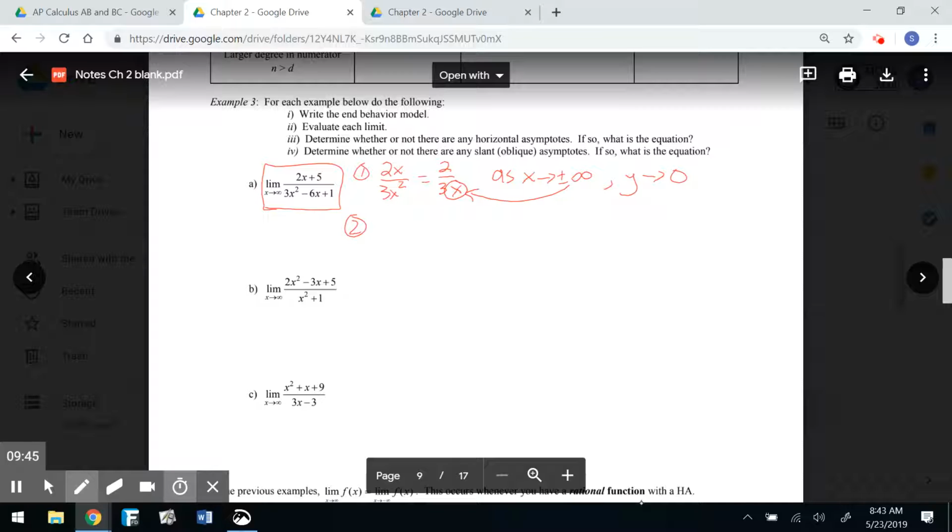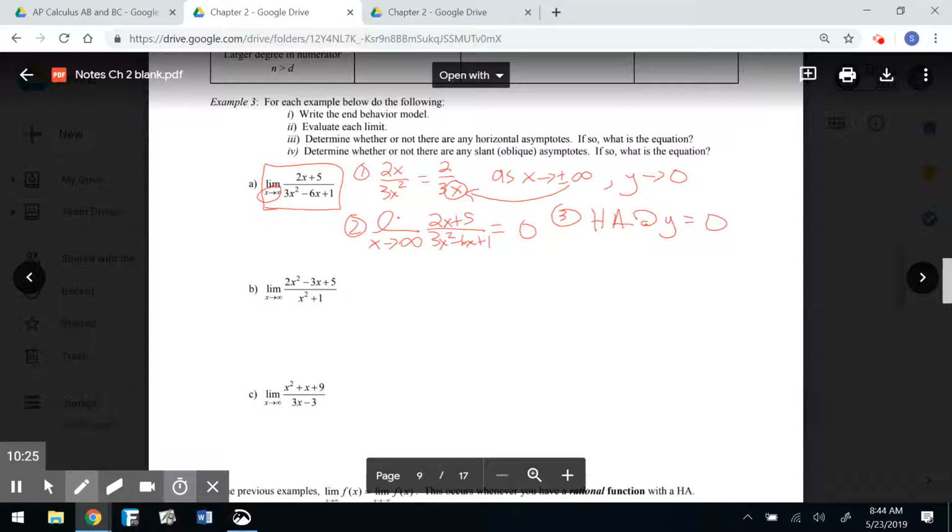Step 2, evaluate the limit. So how am I supposed to write this so I get 100% on our first quiz in this chapter? We would say the limit as x approaches infinity, because this time it's just infinity, of 2x plus 5 over 3x squared minus 6x plus 1 is equal to 0. Step 3, determine whether or not there are any horizontal asymptotes. If so, what is the equation? Well, since the limit goes to 0, that means there's a horizontal asymptote at y equals 0.